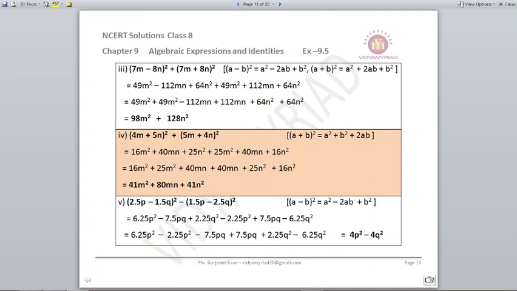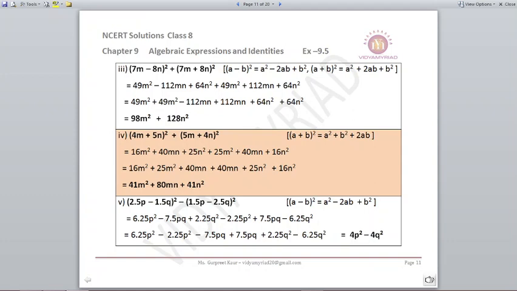Next, 7m minus 8n the whole square. So this is a minus b the whole square plus 7m plus 8n the whole square. This is a plus b the whole square. Put the formula, you will get, and collect the like terms. The final answer comes out to be 98m square plus 128n square.